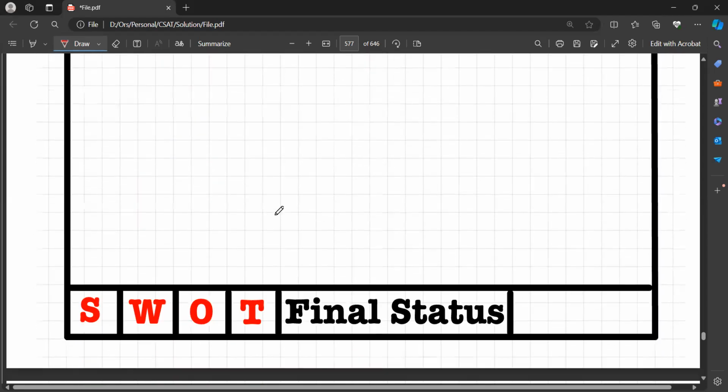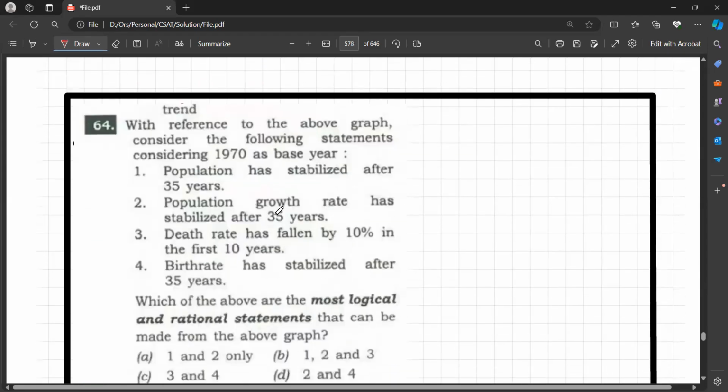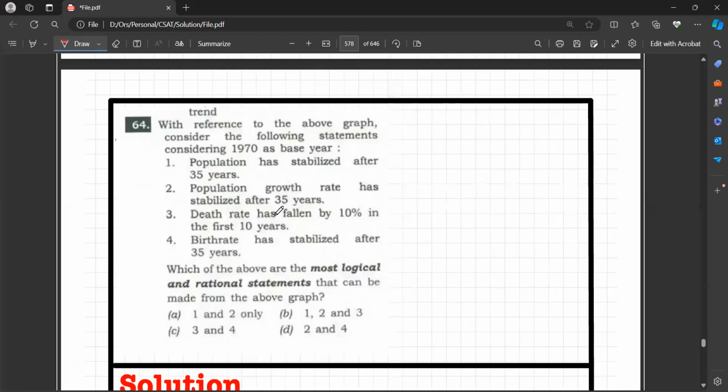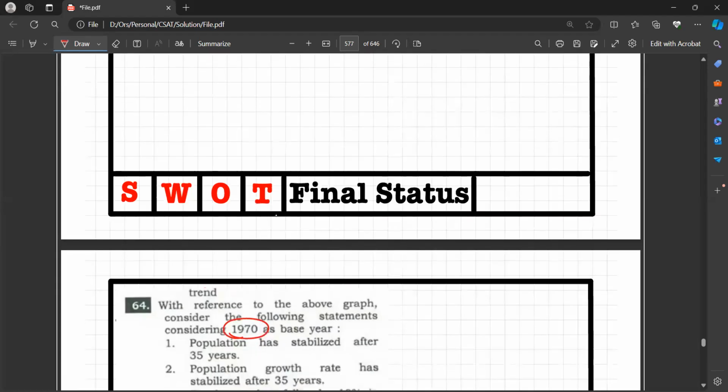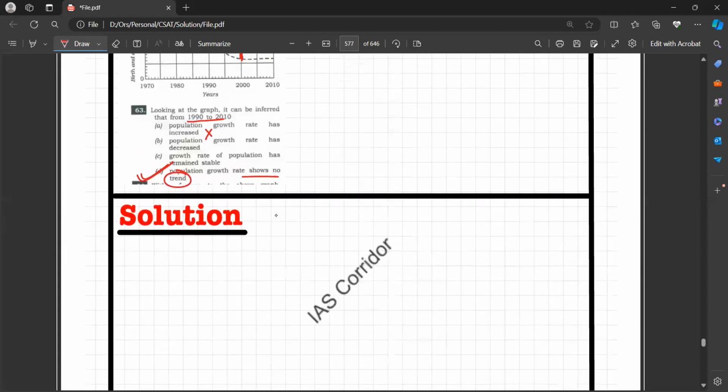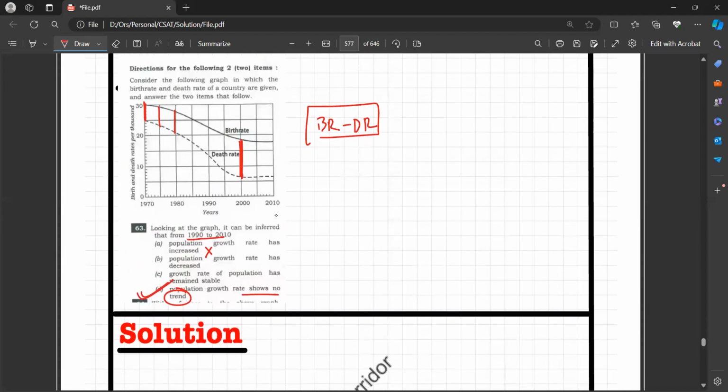Coming to the next question. Such kind of questions are not coming in current context. With reference to the above graph, consider the following statement, which is using 1970 as the base year. Population has stabilized after 35 years. Is population stabilized after 35 years? From 1970 to 2035, has population stabilized? Can you say that? Is it a correct inference? No. Next.